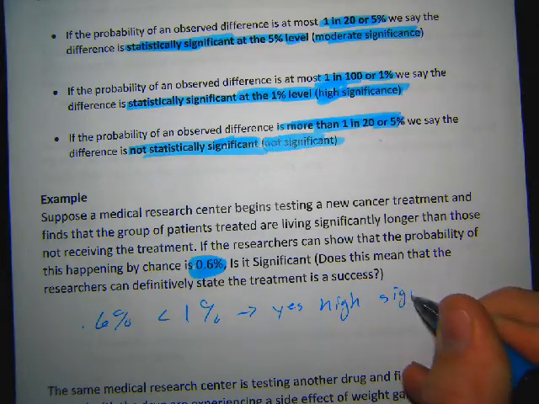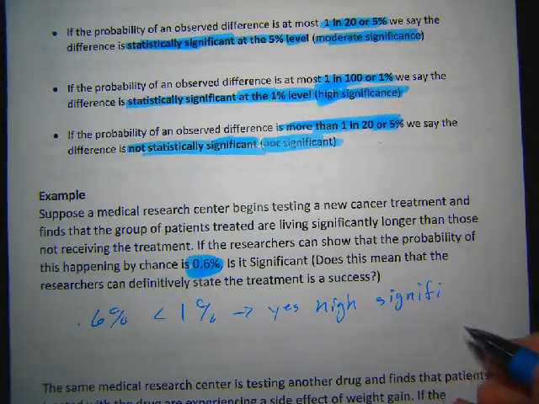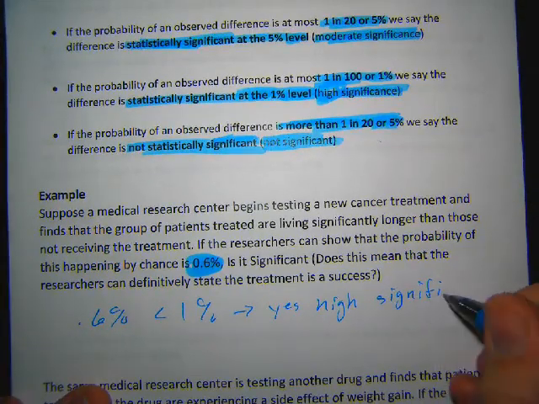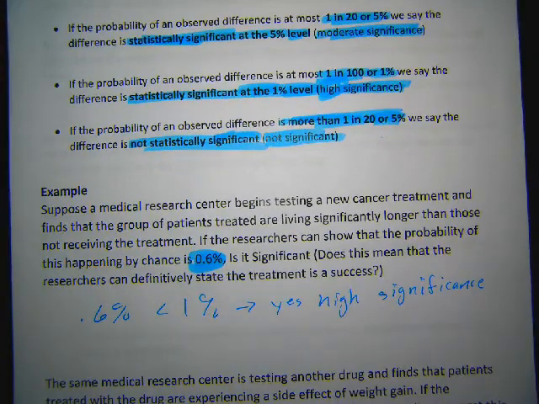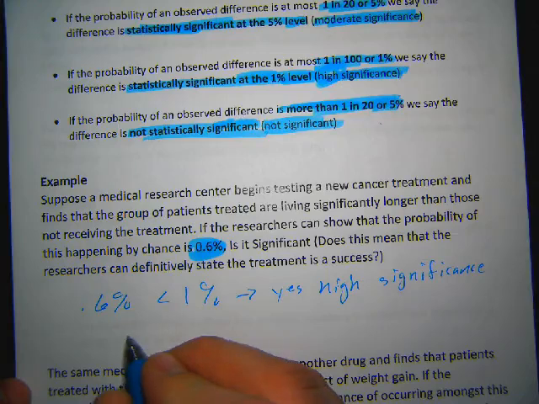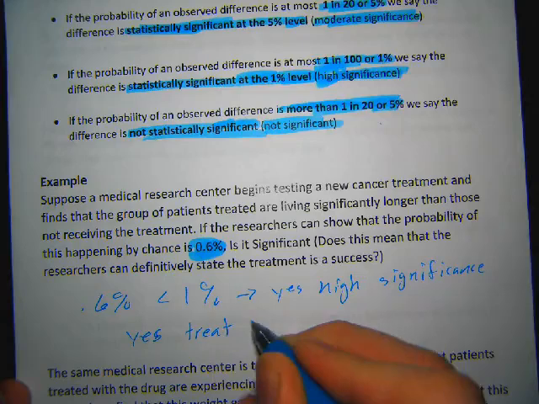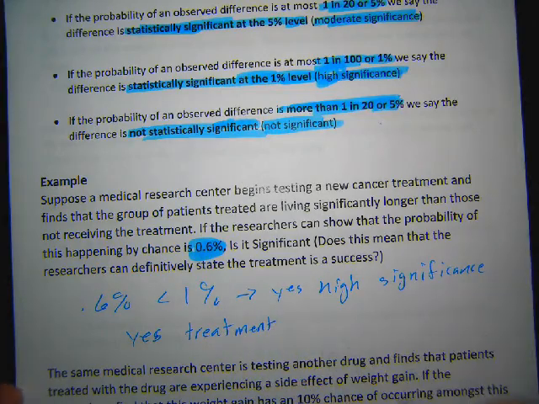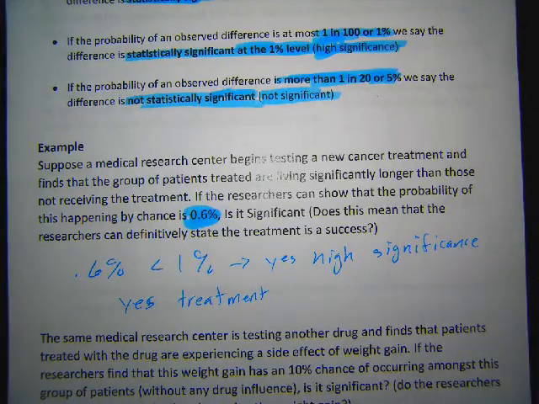So we can say that we think that the drug, the cancer treatment, is actually helping people live longer. High significance. This means the researchers definitely state the treatment is a success. And so we'd say, yes, the treatment is a success. Now, in real life, they have really stringent testing precautions where they say, okay, we got to do all this research before we can really say if a drug is good or bad.